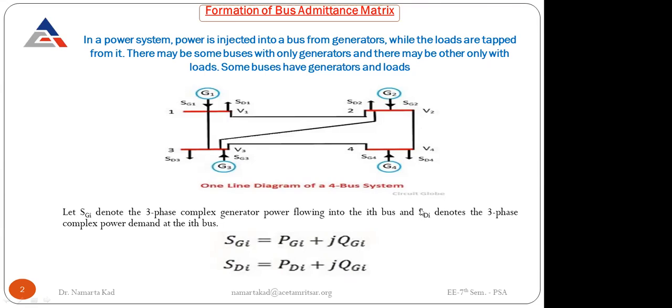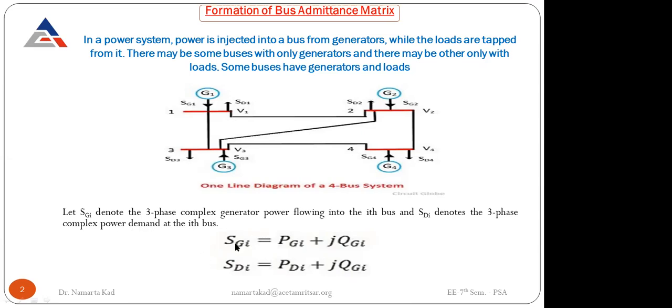Similarly SDi denotes the 3-phase complex power demand at the ith bus. The ith bus may be bus number 1, 2, 3, or 4, or maybe there are more buses in the system. So here SD1 denotes the demand taken from bus number 1, and SD2 the demand taken from bus number 2.